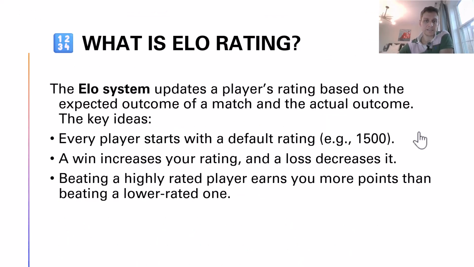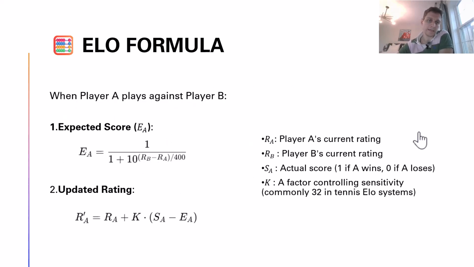What it does is essentially start with the default rating of 1500, and every time there is a win, it increases your rating, and if there's a loss, it decreases it. And beating a highly rated player earns more points than beating a lower rated one. So this is the general idea, and here you have a formula that gives you the expected score. The rating is updated like this, with player A's rating, player B's rating, and the actual score. And in tennis, this factor K, as you'll see in the code, is commonly set to 32.